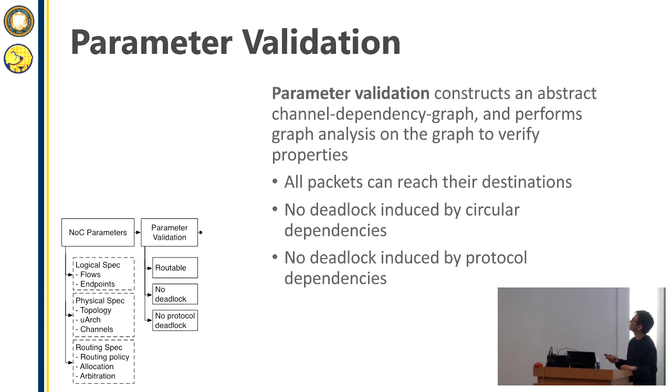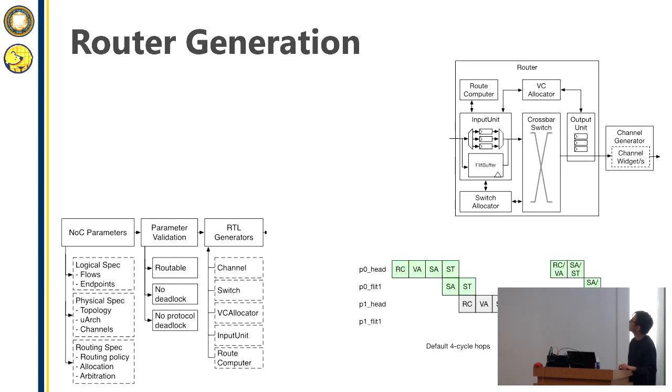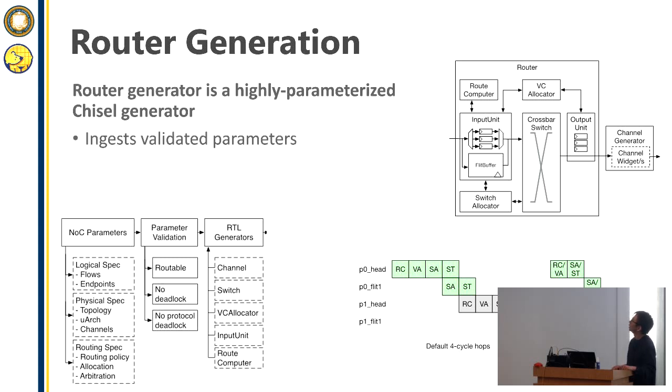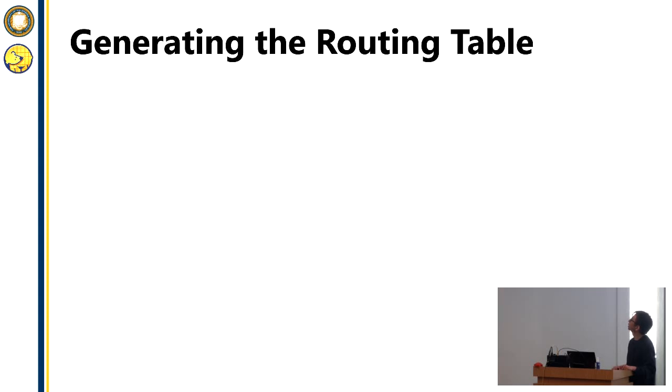So once Constellation verifies these properties, there's some degree of confidence that the resulting network will be correct and it won't deadlock or lock up. OK, so the actual RTL generators for the routers themselves aren't really that interesting. It's a pretty conventional router microarchitecture. The default is 4-cycle hops, but we can configure it down to 2-cycle hops if we want. So yeah, it ingests the validated parameters and has some configuration settings.